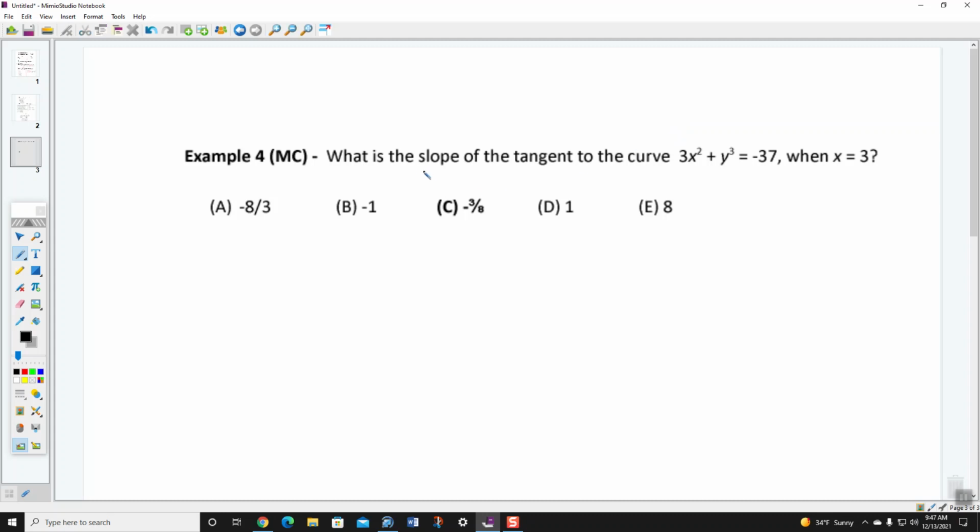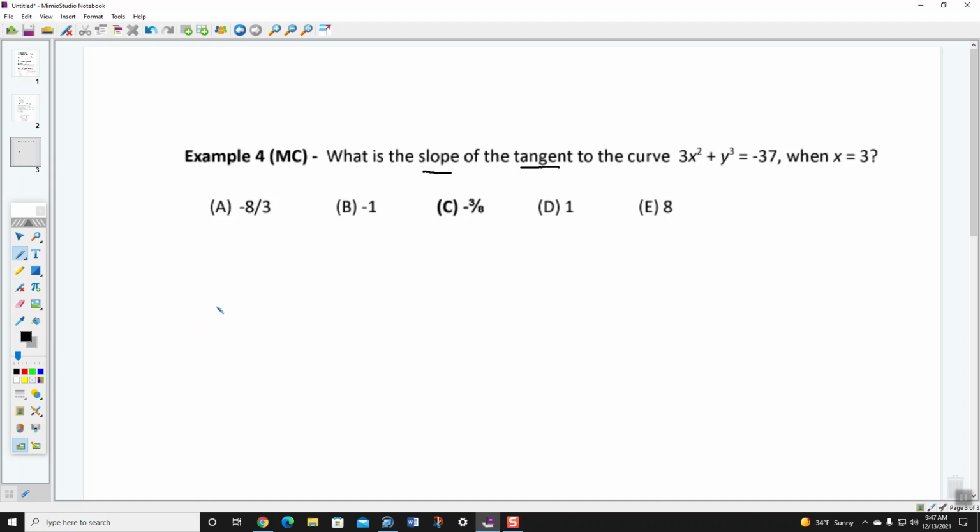If we're looking for the slope of the tangent, we're going to need to know the derivative first, aren't we? Okay, so should we find the derivative first? Or do you want to find out what the y value is at this x value of 3? Let's find the derivative first. All right, help me out, friends.